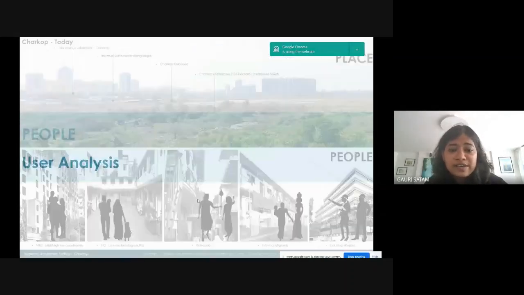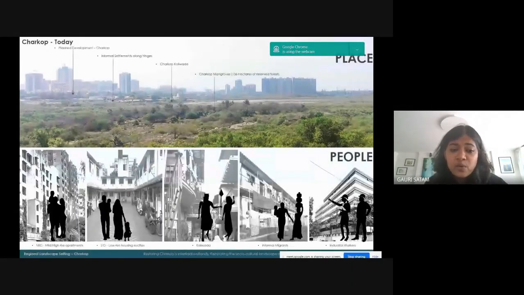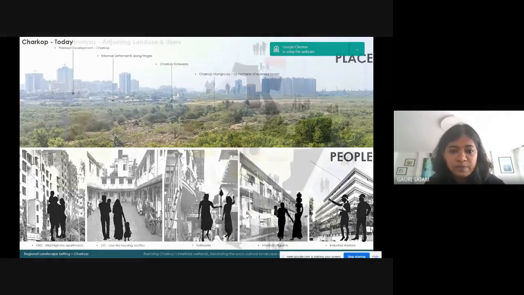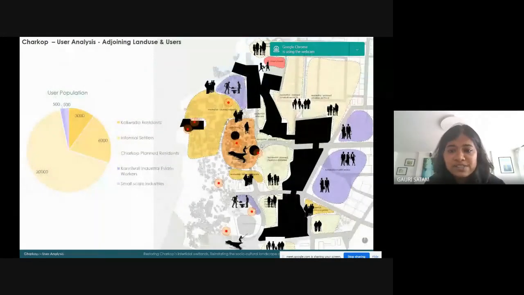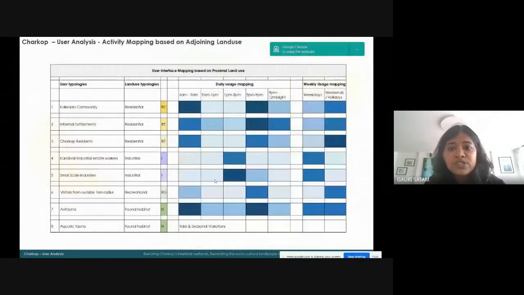So, starting with my user analysis: who are the users? Starting from the middle class, mid-rise and high-rise apartments, to the low-rise housing societies, to the coolies, to the informal migrants, to the industrial estate workers as well. The same have been plotted on this site, and the different accesses from which they would probably be entering the site have been noticed. Their populations have been studied. A daily usage mapping as well as a weekly usage mapping have been done for these different users.